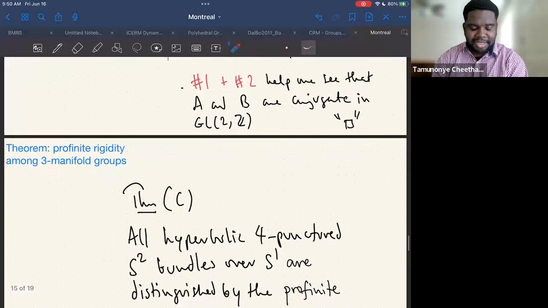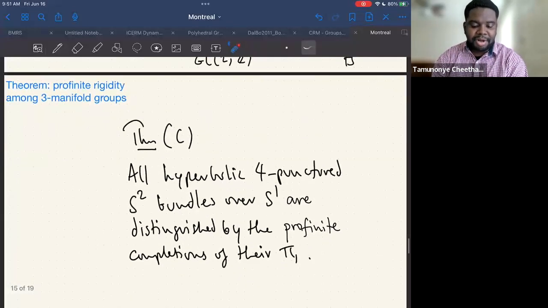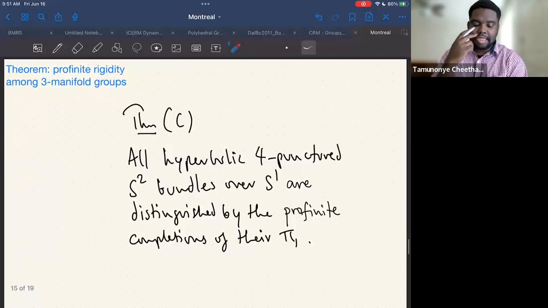Anyway, so the theorem we're looking at today: all hyperbolic four-punctured S2 bundles over S1 are distinguished by the profinite completions of the pi1.